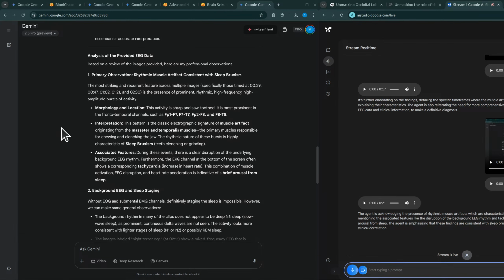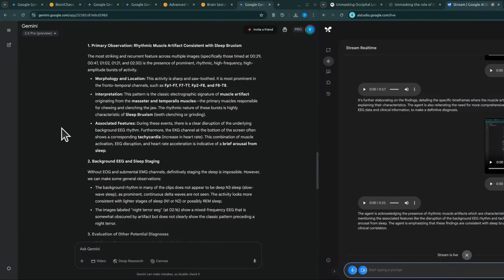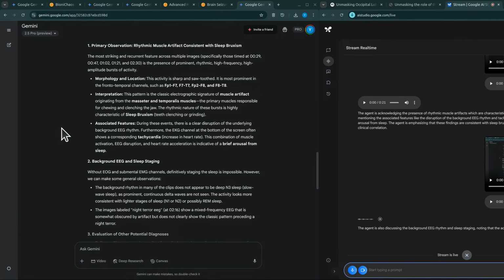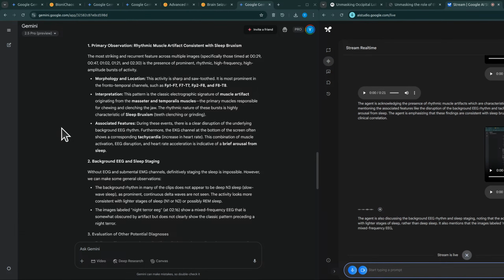Okay, what else are they saying? The agent is also discussing the background EEG rhythm and sleep staging, noting that the activity appears consistent with lighter stages of sleep, rather than deep sleep. It also mentions that the images labeled night terror EEG show a mixed frequency EEG, but not the classic pattern typically associated with night terrors.